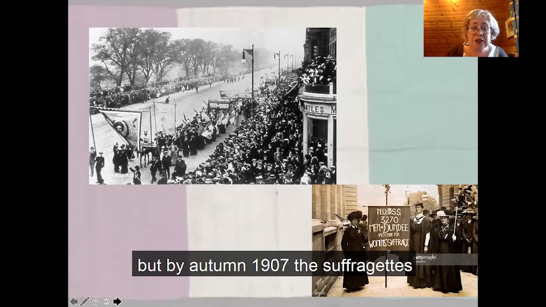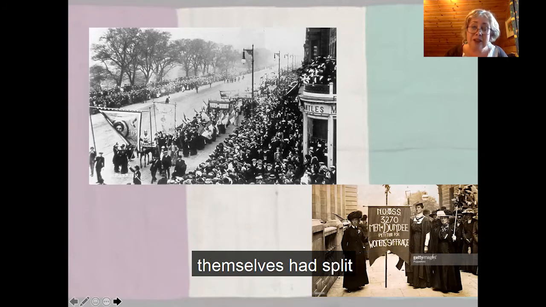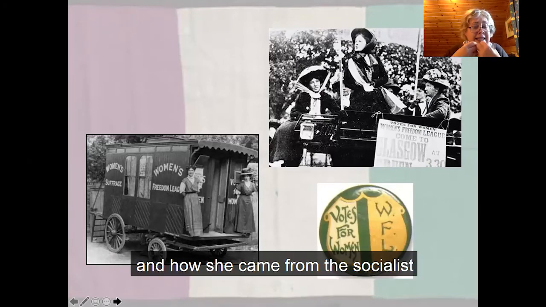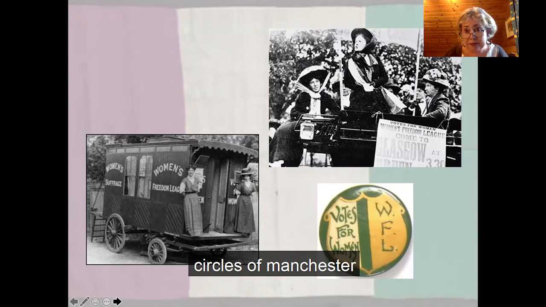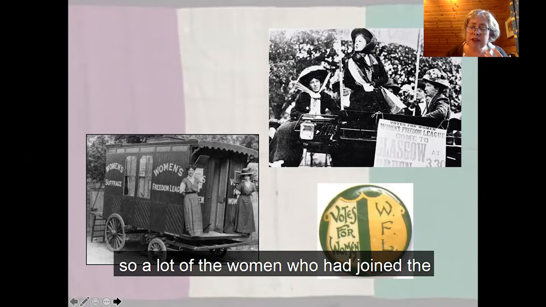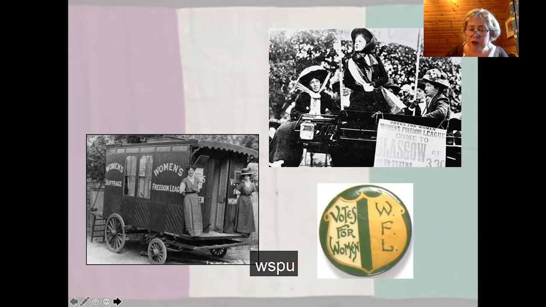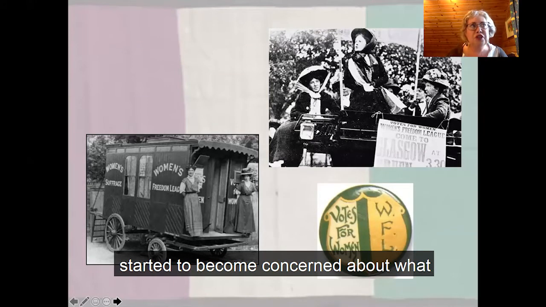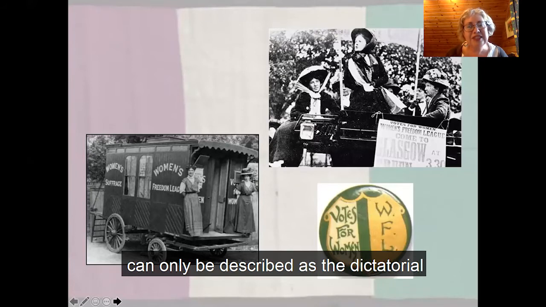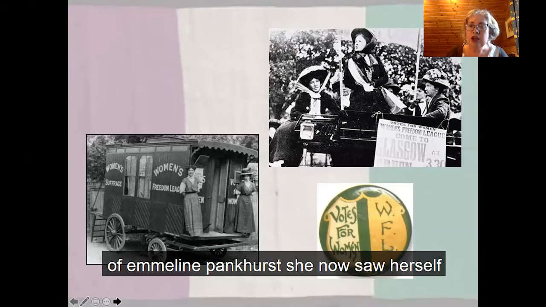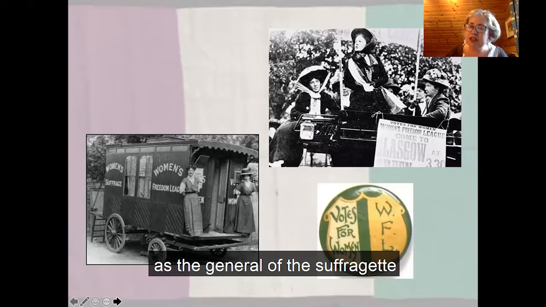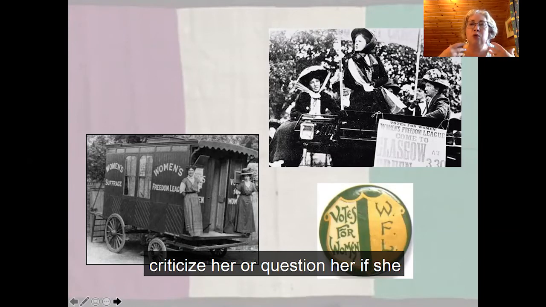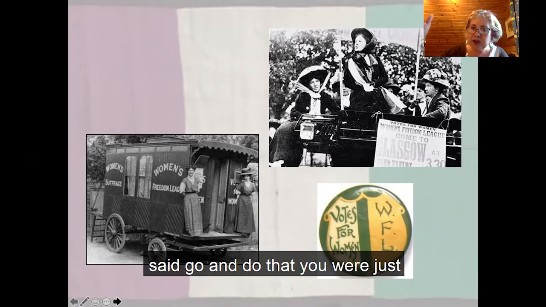What's so amazing about this particular procession isn't just that they managed to get the suffragists and the suffragettes together, but that by autumn 1907, the suffragettes themselves had split up. So remember I told you about Teresa Billington and how she came from the socialist circles of Manchester. A lot of the women who had joined the WSPU when Emmeline Pankhurst had set it up had started to become concerned about what can only be described as the dictatorial tendencies of Emmeline Pankhurst. She now saw herself as the general of the suffragette army, and basically you could not criticize her or question her. If she said go and do that, you were just supposed to do it.